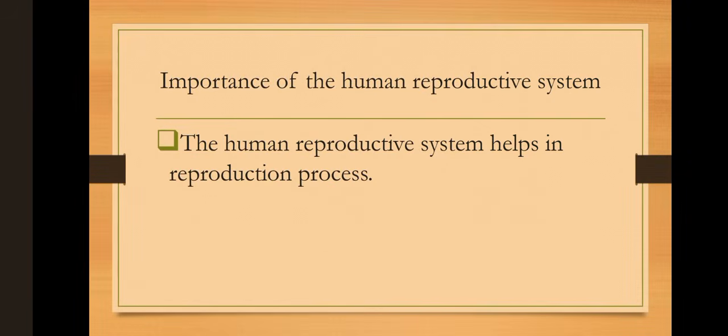Learners, I want you to understand that the reproductive system in humans is very important because it is this part that facilitates reproduction to occur in these particular individuals.